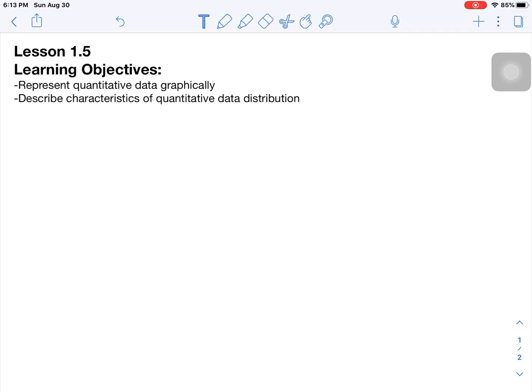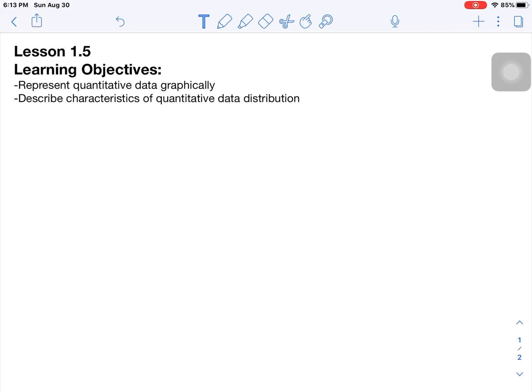And today's learning objectives, we're going to be dealing with quantitative data today. So remember, we have categorical data and quantitative data. We already talked about some ways to represent categorical data graphically. So today we're going to be talking about how to represent quantitative data graphically. And we also want to be able to describe the characteristics of these data distributions.